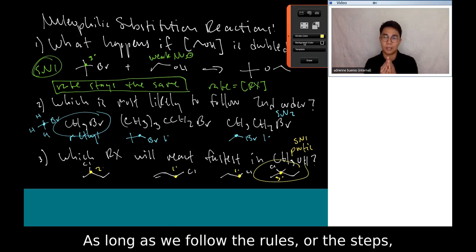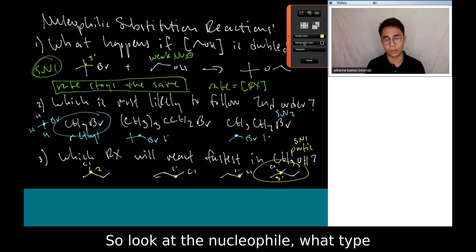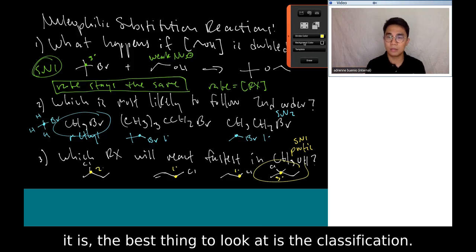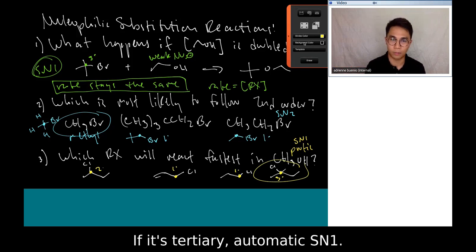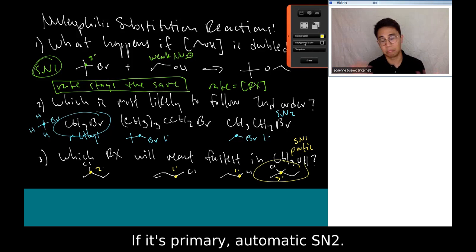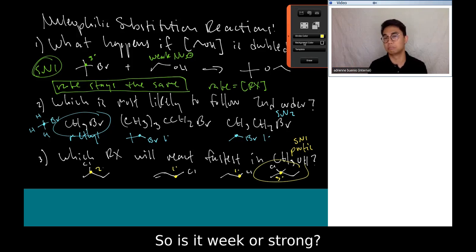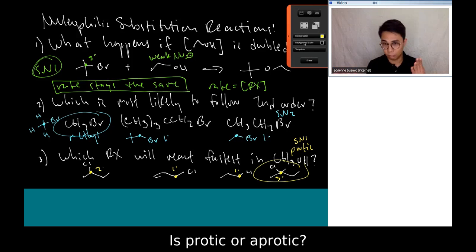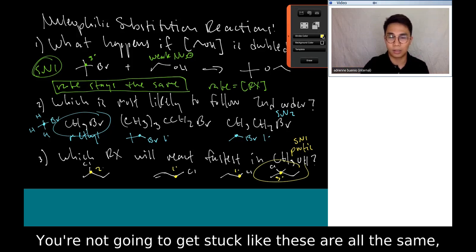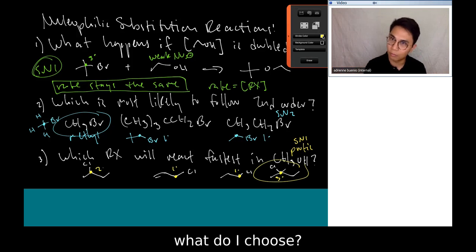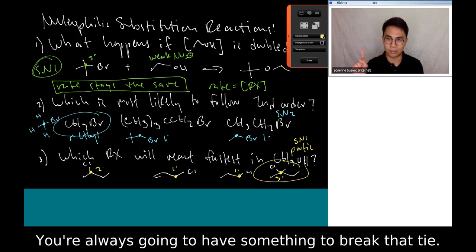So not too crazy, as long as you follow the rules or the steps and the clues, right? Don't forget to look at the nucleophile, what type it is. The best thing to look at is the classification. If it's tertiary, automatic SN1. If it's primary, automatic SN2. That's all. And then if you're stuck there, especially if it's secondary, then you look at the nucleophile. So is it weak or strong? Or the solvent? Is it protic or aprotic? Right? So not too crazy. You're not gonna get stuck with like, oh, these are all the same. What do I choose? You're always gonna have something to break that tie.